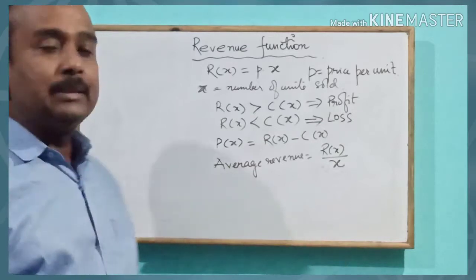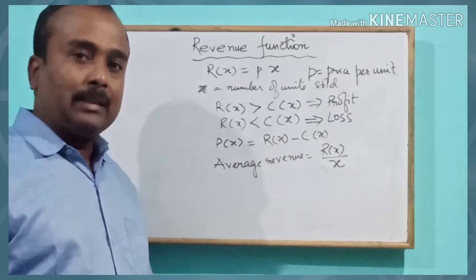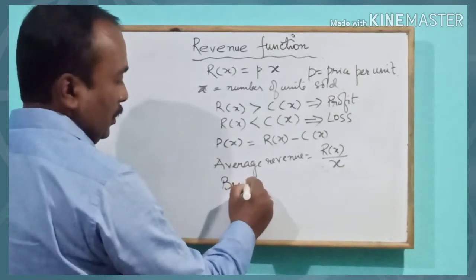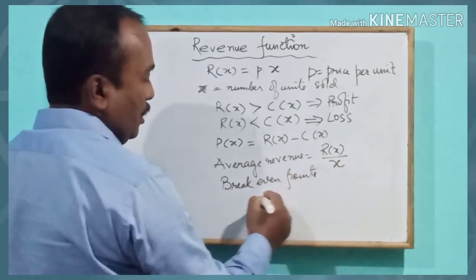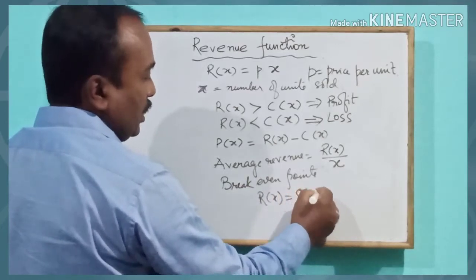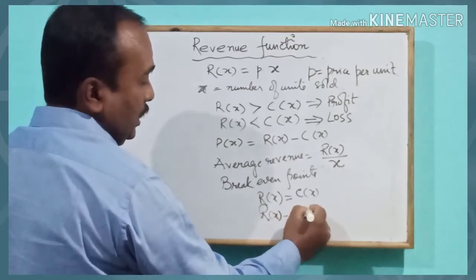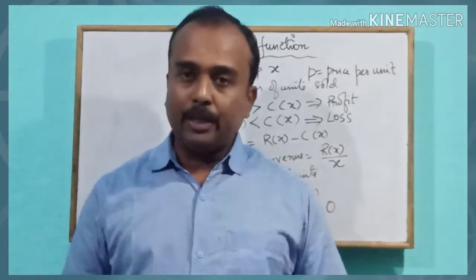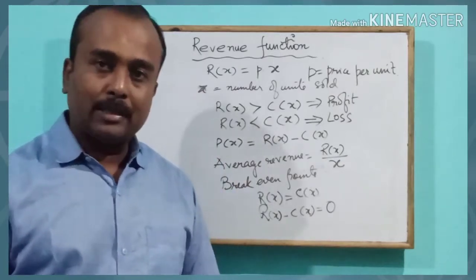Now, sometimes what happens, there is no profit, no loss. In that case, we say that the company is going through break-even points. So at break-even points, revenue function is equal to cost function, or we may say revenue function minus cost function is 0. This was the concept of revenue function, profit function and break-even points. We shall now see an example to understand the concept better.